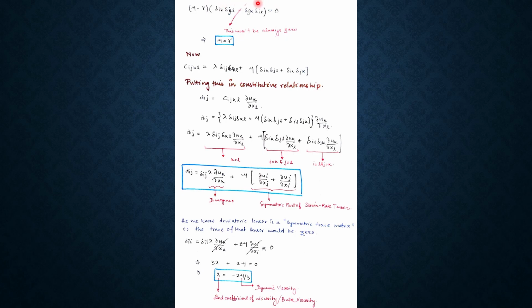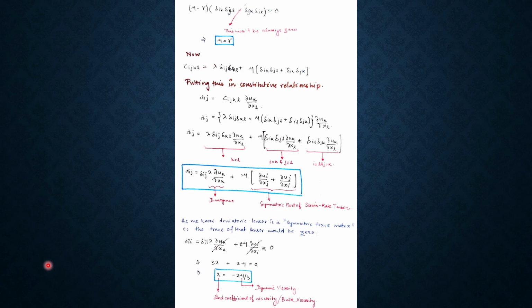Now this term won't always be 0. The term with the deltas won't always be 0. For example, if i is 1, k is 1, j is 2, l is 2, this part before the minus will be 1, but this one over here would be 0. So this expression is not actually getting to 0. It is becoming 1. So the only way this equation will hold true is if mu equals gamma.